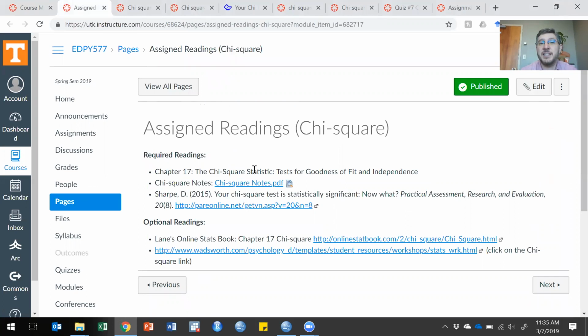The readings for this week, you can see there's chapter 17 in the Gravetter and Wallnau book. There's some notes here that I've produced. And then I really like this journal article here: So your chi-square is statistically significant, now what do I do? You'll see us talking about that some in the notes as well.